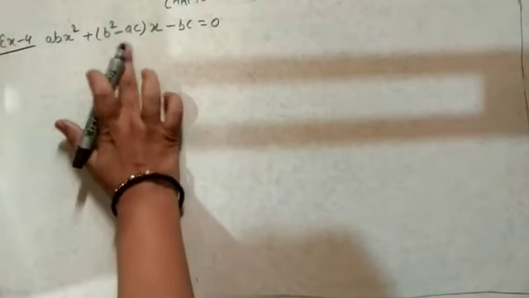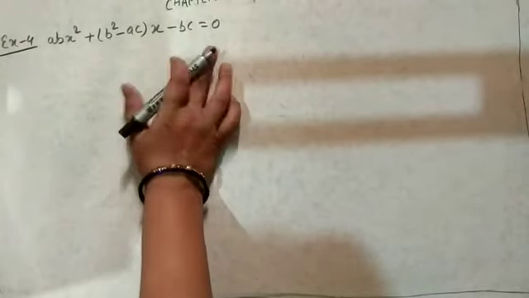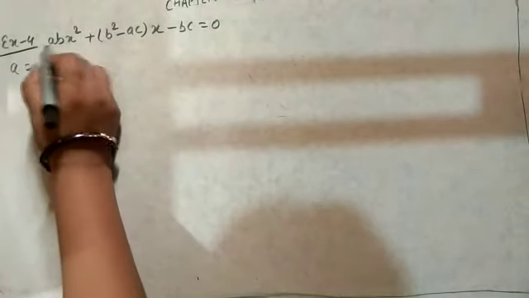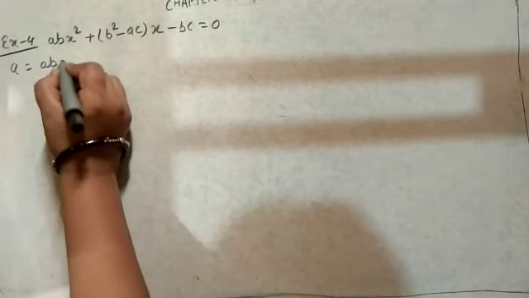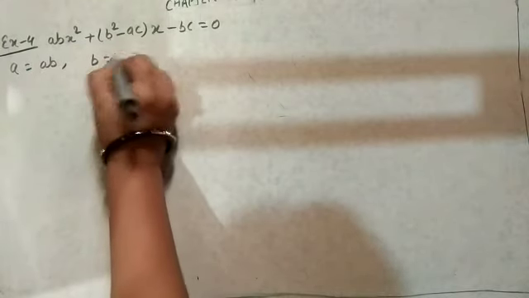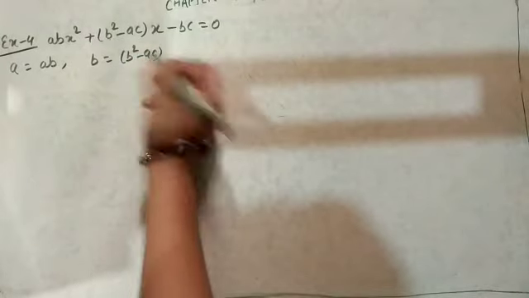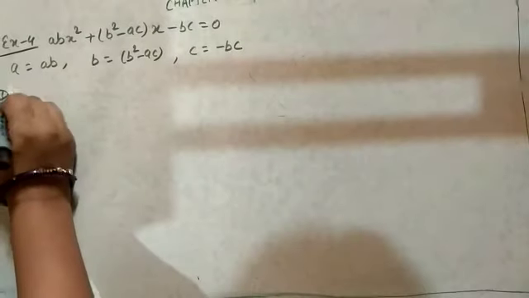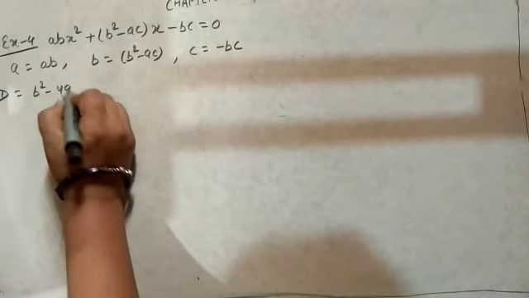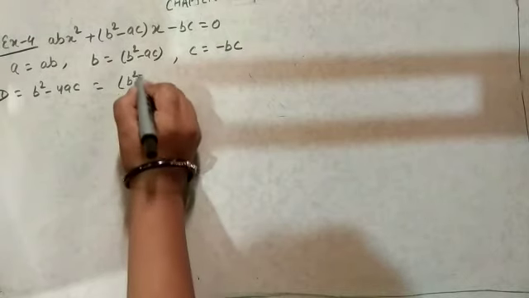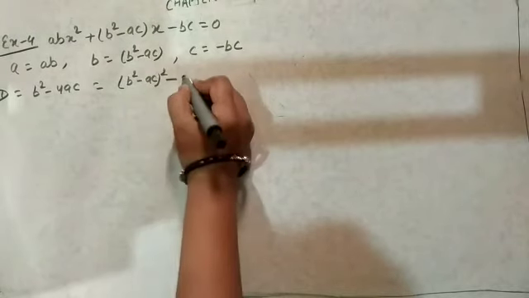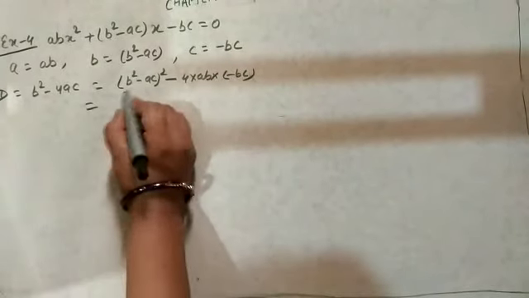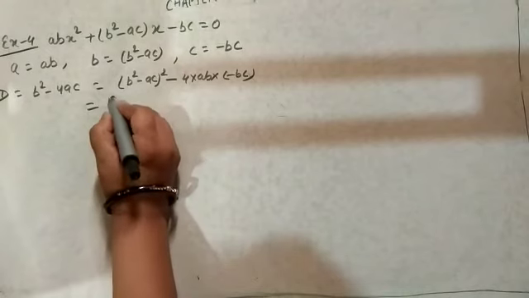abx² + (b² − ac)x − bc = 0. So what is the value of a here? The coefficient of x² is ab, so a is ab. Now in place of b we will write b² − ac and c equals −bc. Now we will find D first. D = b² − 4ac. So it is (b² − ac)² − 4 × ab × (−bc). So this is (a − b)².